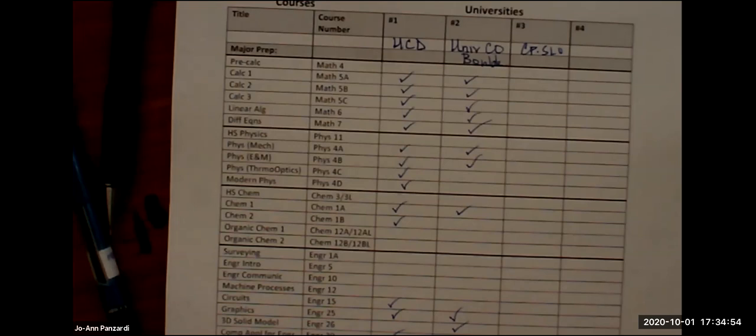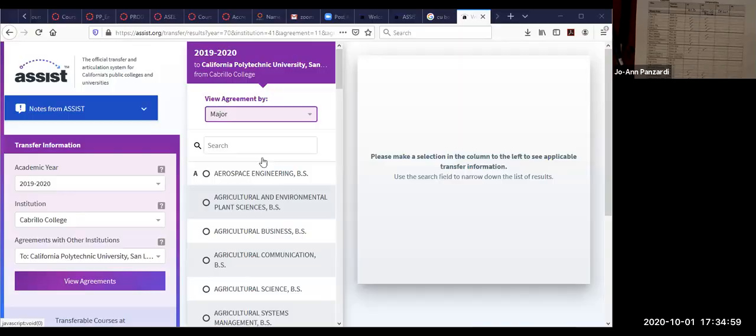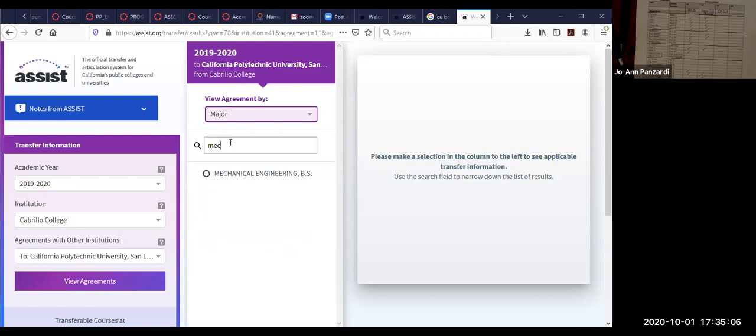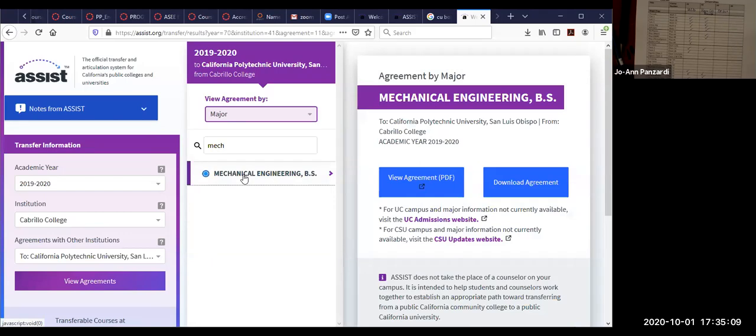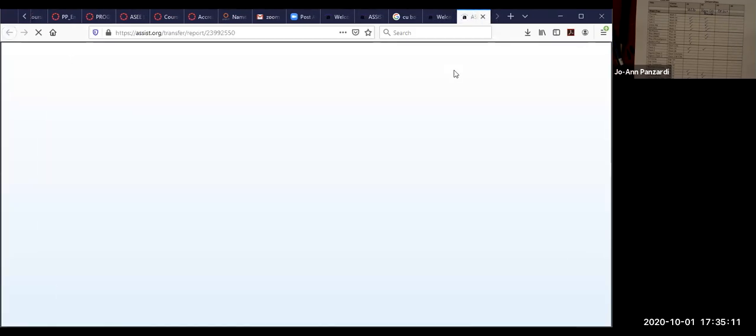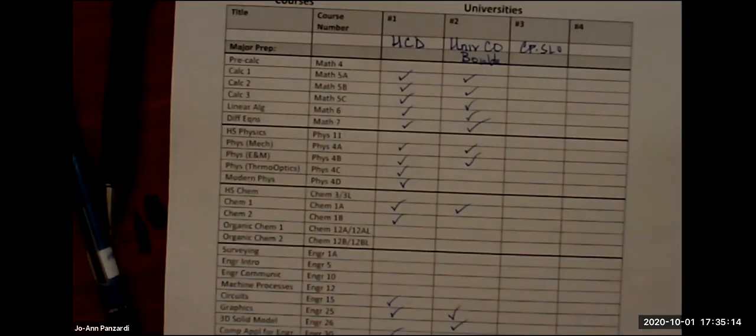Okay, I'm going to share my screen. I'm on Assist again. And notice Cal Poly has updated their Assist agreement. We're looking at 1920. So we choose major. I'm going to choose mechanical engineering. And I'm going to view the agreement, which means I have to stop sharing again. I need to pull up the agreement. And then I will share my screen.